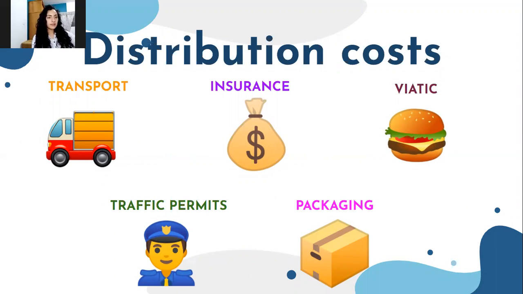Talking about the distribution cost of the company, it is important to take into account five of them. In this case: the transport of the product, the insurance of the merchandise, the VAT for any traveling, the traffic permits at the moment of going to another state or country, and the packaging of the product.